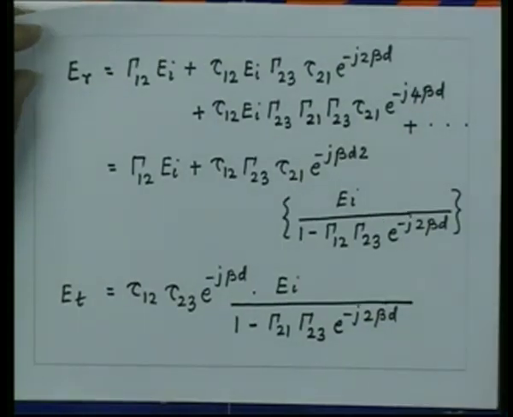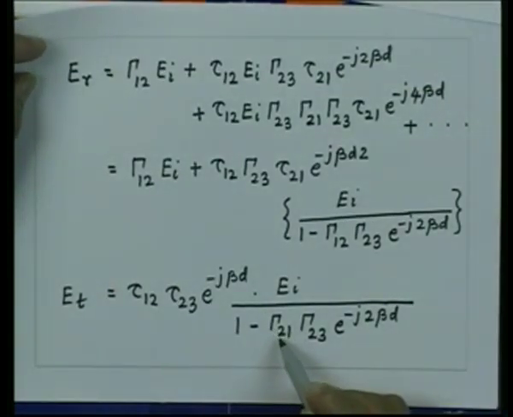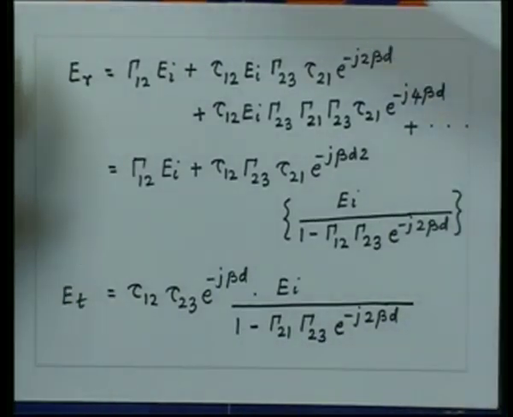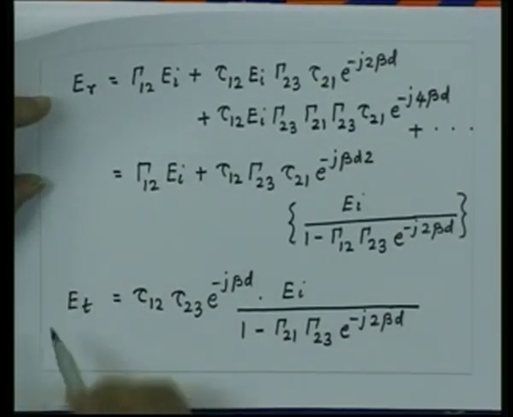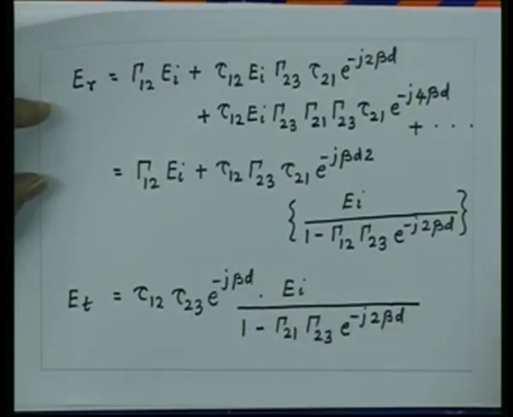So, I can substitute now this value for beta d or 2 beta d, and I can substitute the value for gamma 2 1 and gamma 2 3, and from here then I can find out what is the transmitted wave. So, the power density which will be transmitted will be proportional to the mod t square. So, I can find out this quantity and can get actually the power transferred.